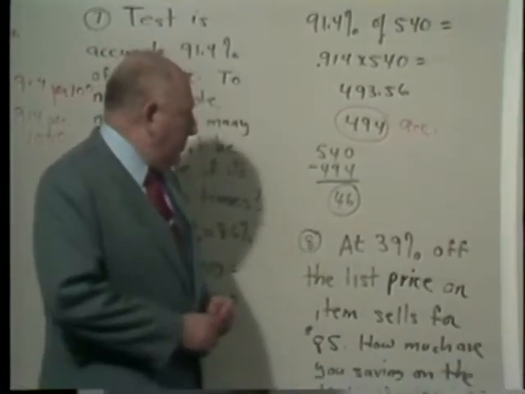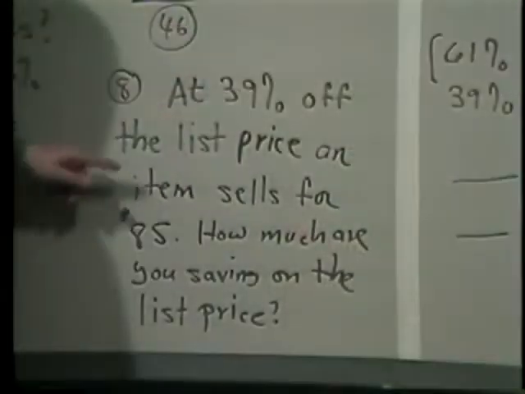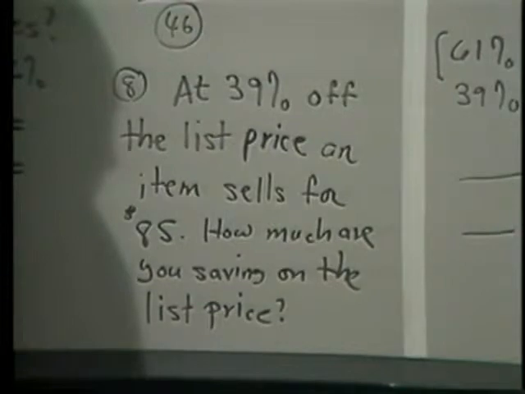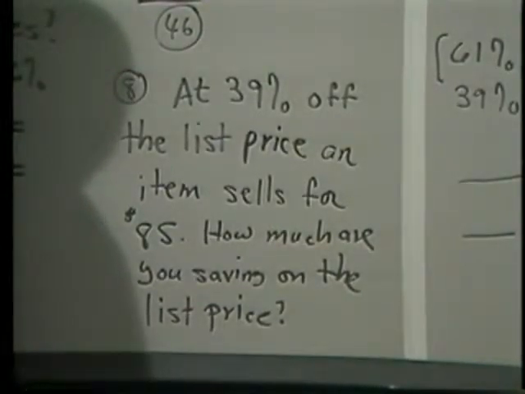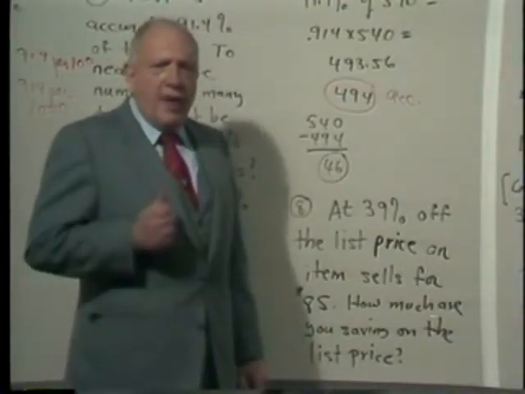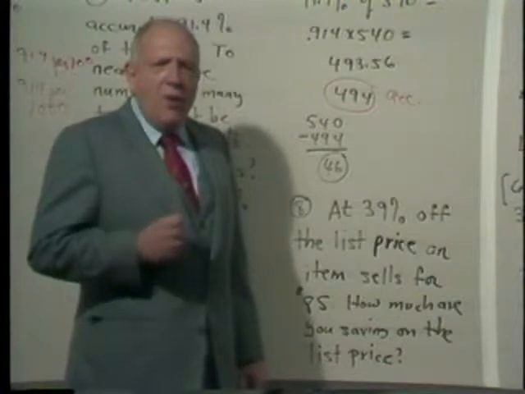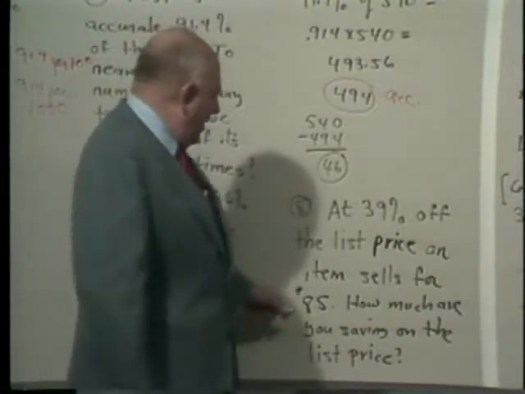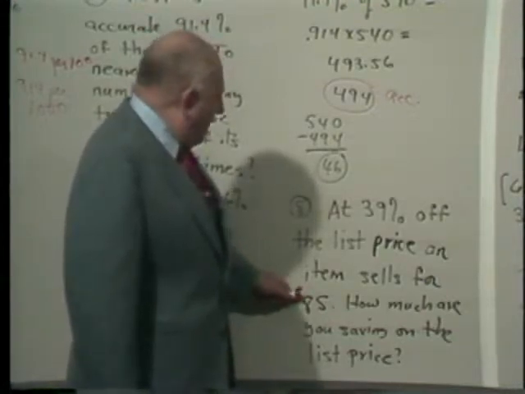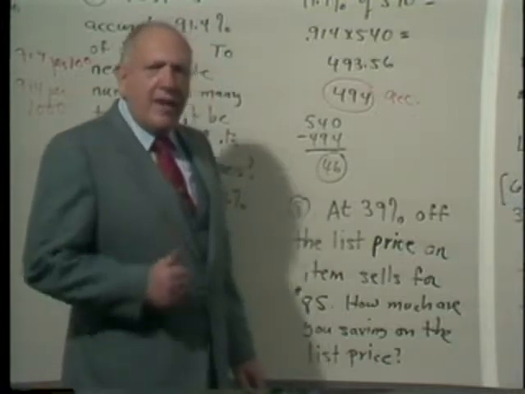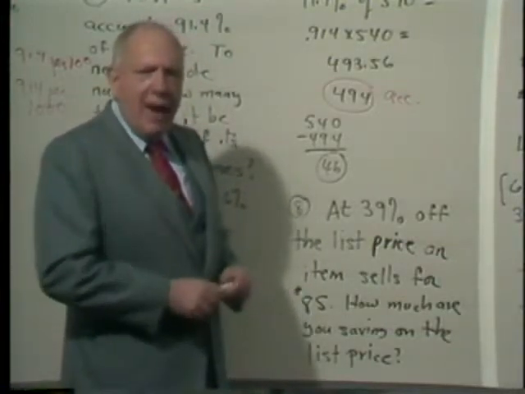Okay, let's look at another problem. At 39% off the list price, an item sells for $85. Okay? How much are you saving on the list price? This is very similar to a problem we did during the lecture. But during the lecture, we didn't say how much money are you saving. We said how much was the list price. See, again, listen carefully. This doesn't say if it sells for $85 at the sale, what was the regular price? It says how much do you save by buying it at this price.